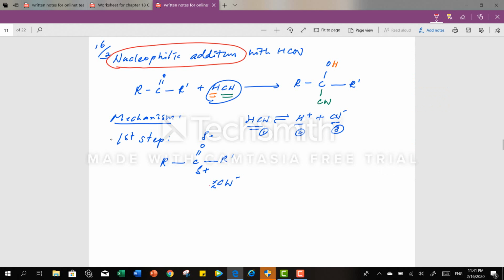So what's happening is this lone pair will form a bond with this C, and one of the bonds will be broken. So it becomes, okay, or you can simply show one lone pair, which is also okay. Less confusing, because you need one lone pair to continue. Okay, so this will be your intermediate.